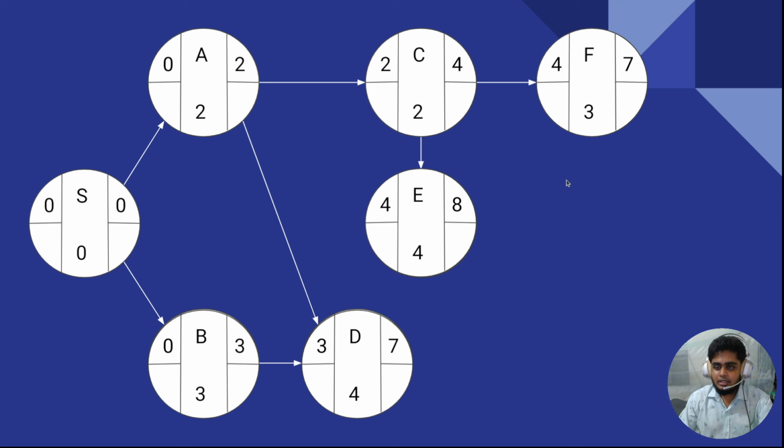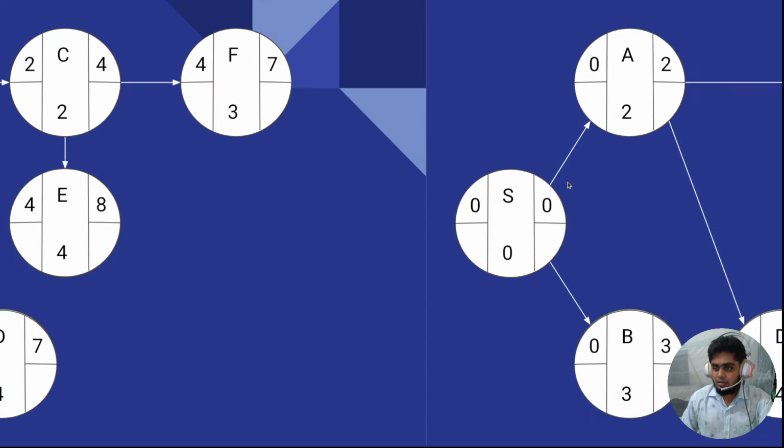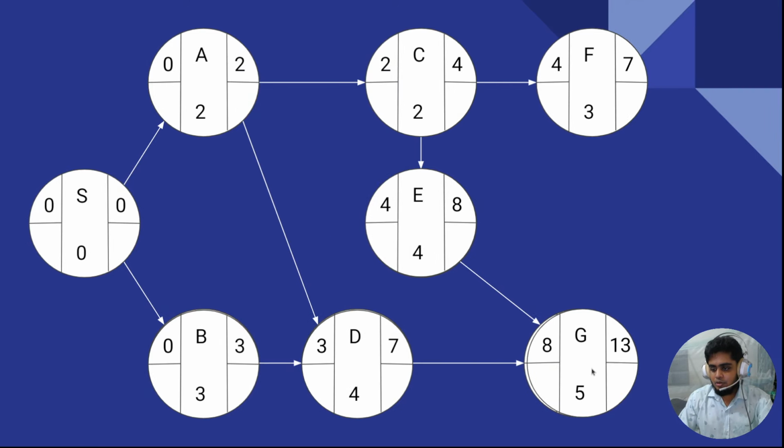So what next? Next will be G. For G, we have to complete activity E and activity D. So we already completed the activity E and activity D. Now it's time to complete the activity G. The activity time for activity G is 5, and what will be the earliest starting time?